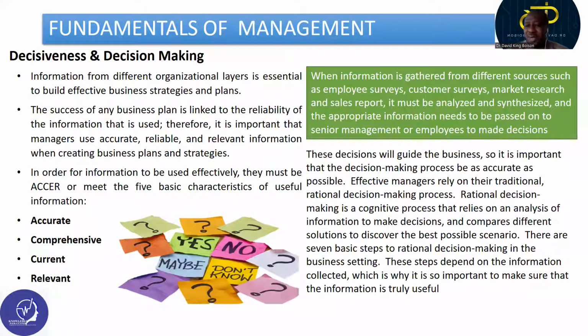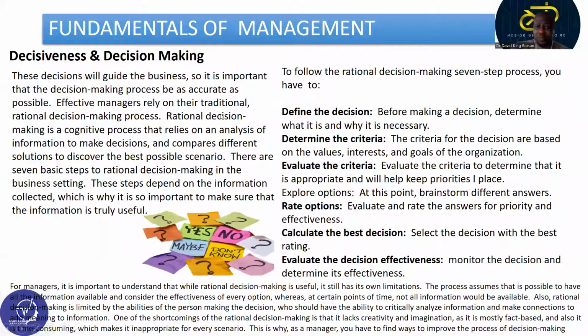Effective managers rely on traditional decision-making processes. Rational decision-making is a cognitive process that relies on analysis of information to make decisions and compares different solutions to discover the best scenario. There are 7 basic steps that rational decision making should follow, and I want to show you that. The first thing is to define the decision. After you have done that, you determine the criteria. So what will be the criteria you want to use?